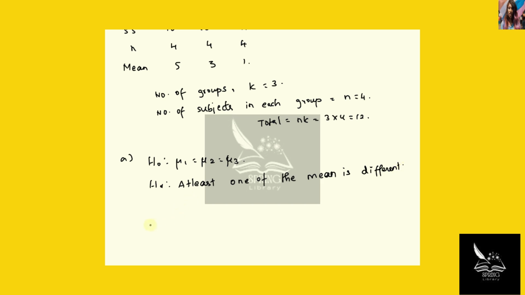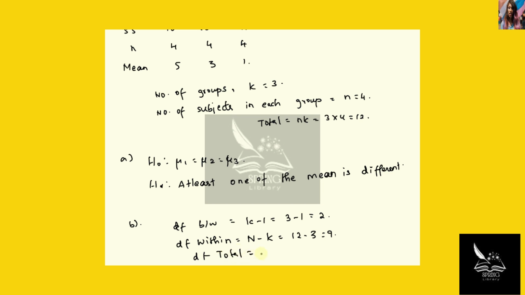Then for the subpart B, we need to find the degrees of freedom of between, which is k minus 1, 3 minus 1 is equal to 2, and the degrees of freedom of within, which is n minus k, that is 12 minus 3 is equal to 9. So the degrees of freedom of total, which is n minus 1, 12 minus 1, we get 11.